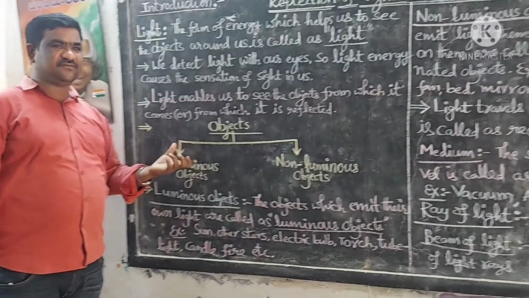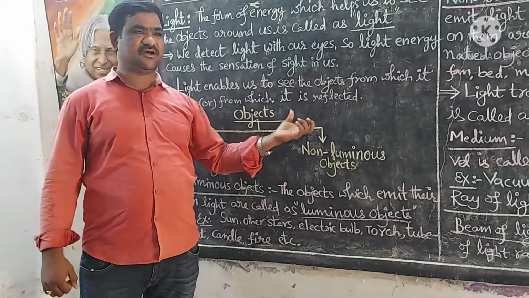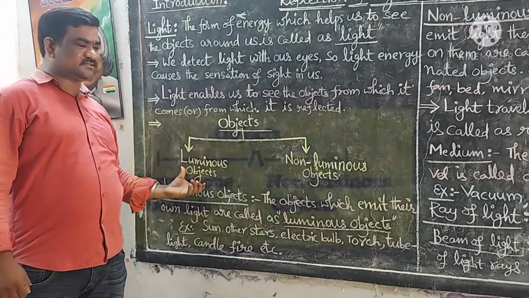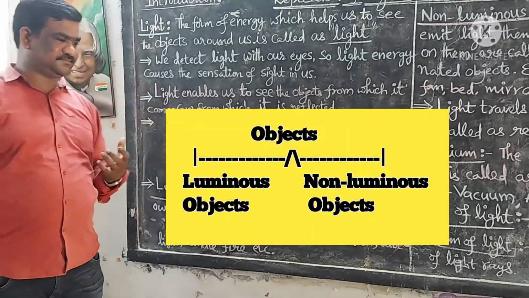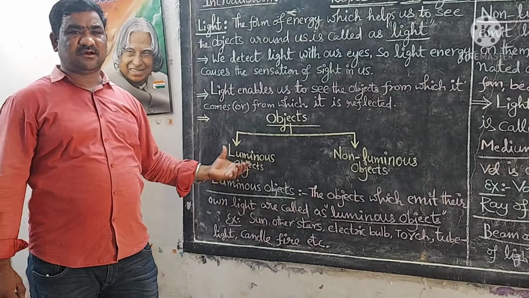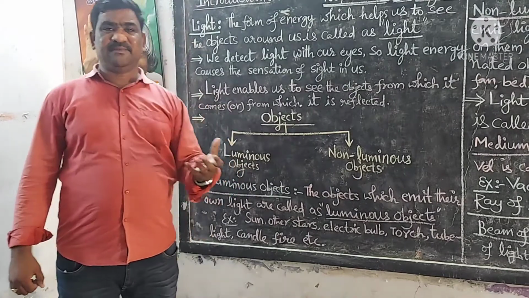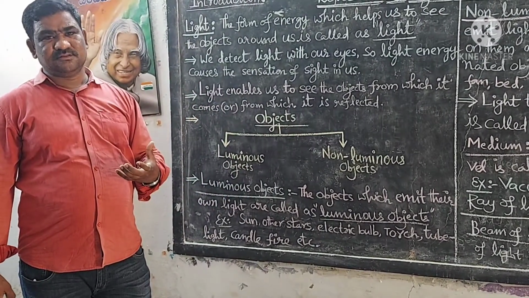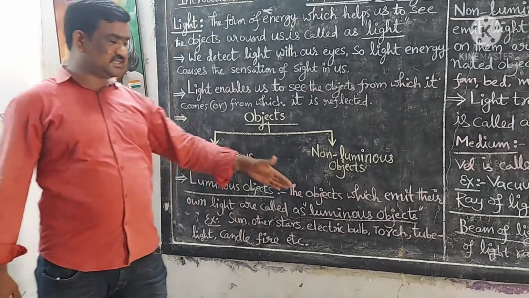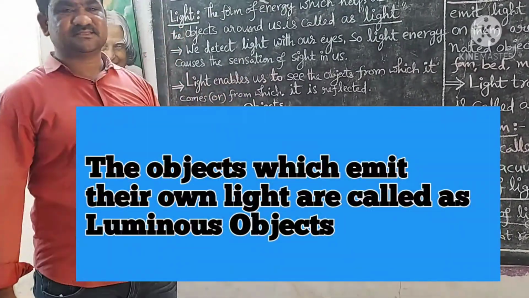So on the basis of emission of the light, we can categorize the objects into two types. They are luminous objects and non-luminous objects. What are the luminous objects? Yes, already we discussed that some objects can emit their own light. So they are called luminous objects. The objects which emit their own light are called luminous objects.